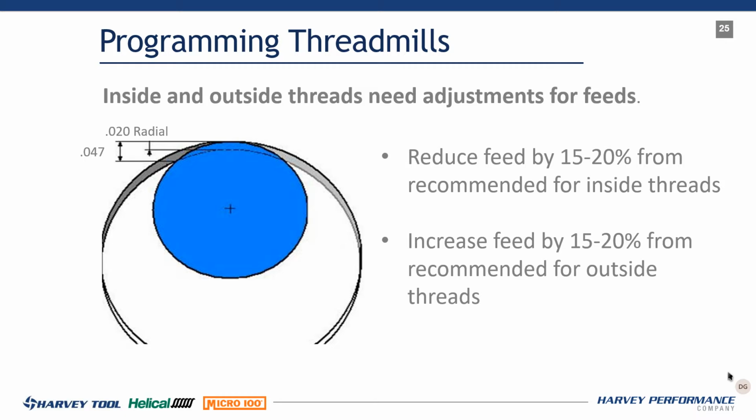When you go to the outside, it's the opposite. The angle of engagement gets less, so we're creating chip thinning there, and we're rubbing more. So you want to increase that feed from recommended to get the chip up to where it needs to be and the angle of engagement so that you can get optimal performance.